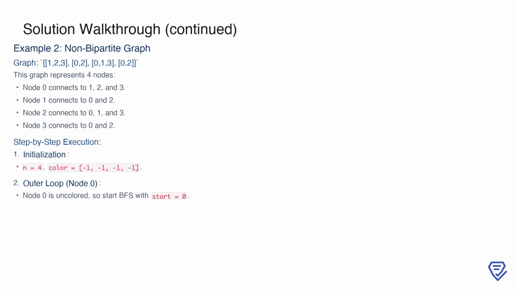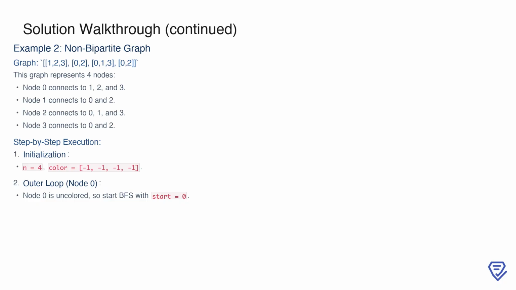Now, let's analyze a non-bipartite graph represented by the adjacency list [[1,2,3],[0,2],[0,1,3],[0,2]]. This graph has 4 nodes. Node 0 connects to nodes 1, 2, and 3, node 1 connects to nodes 0 and 2, node 2 connects to nodes 0, 1, and 3, and node 3 connects to nodes 0 and 2. As before, we initialize n to 4 and the color array to -1, -1, -1, -1.